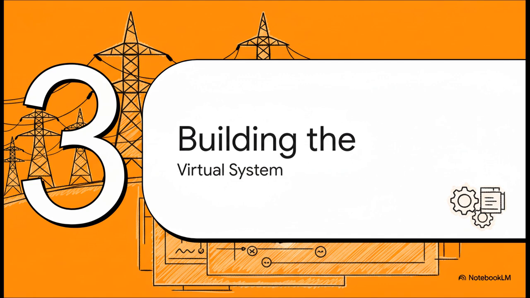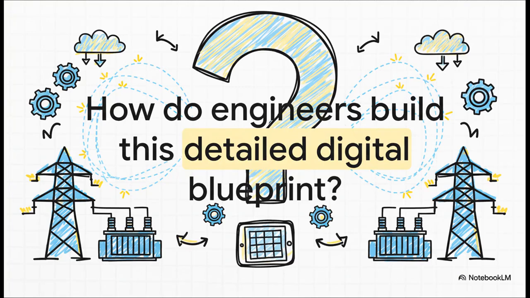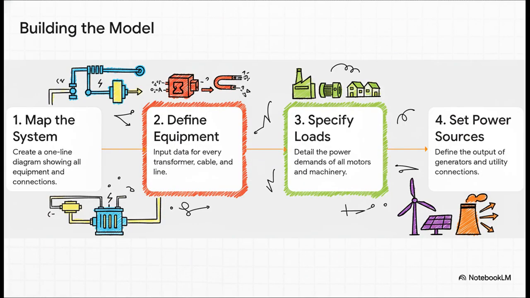All right, so we know what it is and why we need it, but how is one of these digital twins actually built? Well, it's not magic, but it is a really meticulous process. Yeah, really, how do they get from a blank computer screen to a living, breathing model of a whole power grid? It pretty much boils down to 4 key steps. First, you map out the entire system, showing how everything is connected. Next, you plug in the detailed specs for every single piece of equipment.